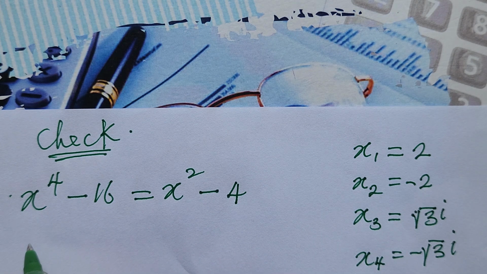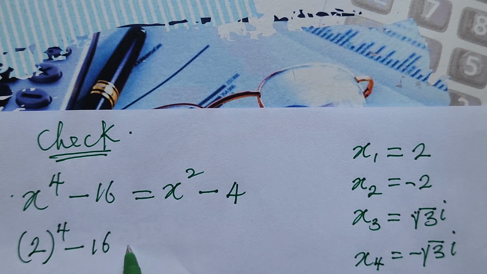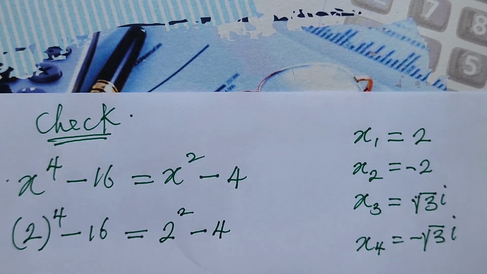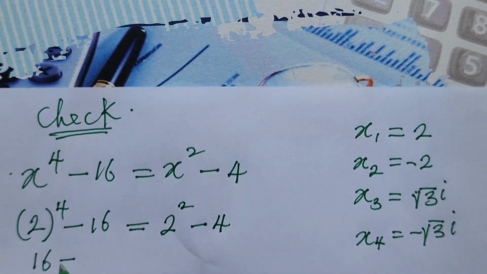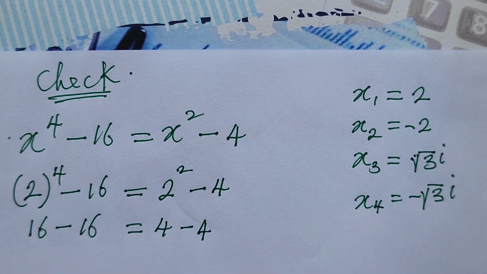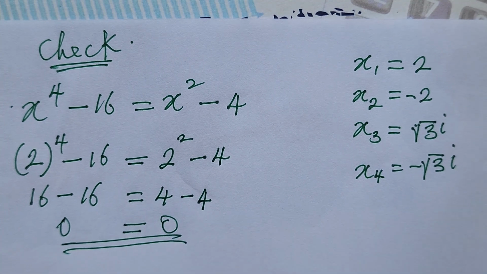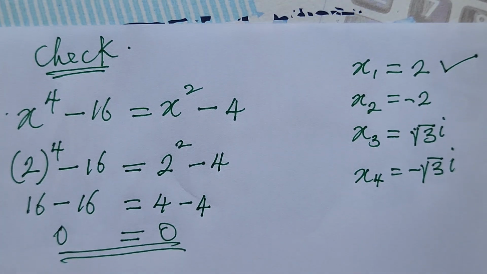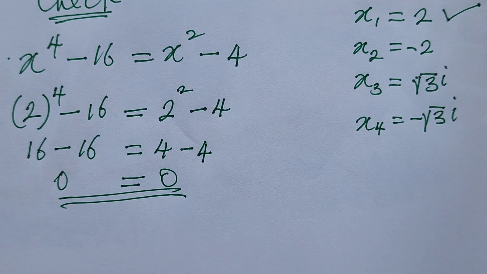This is going to give us 2 to the power of 4 minus 16 equal to 2 to the power of 2 minus 4. So what is 2 to the power of 4? That is 16. So we have 16 minus 16 equal to 4 minus 4. 16 minus 16 gives us 0 and 4 minus 4 gives us 0. So it shows that the first answer, x equal to 2, satisfies the original equation. So let's do that for the second one. The second one will also give us the same, but let's just check.